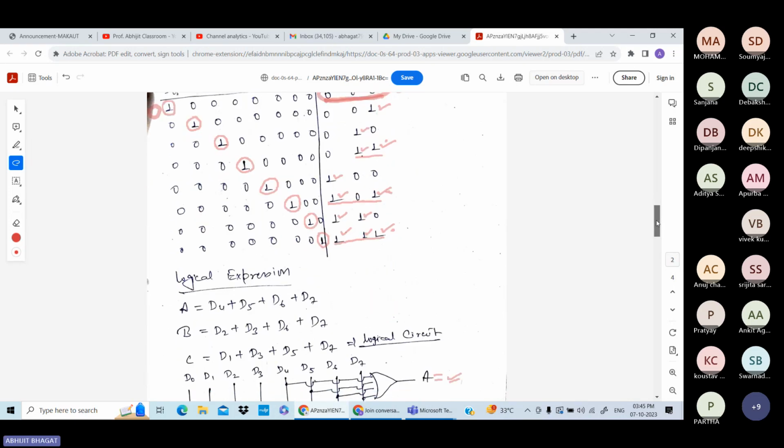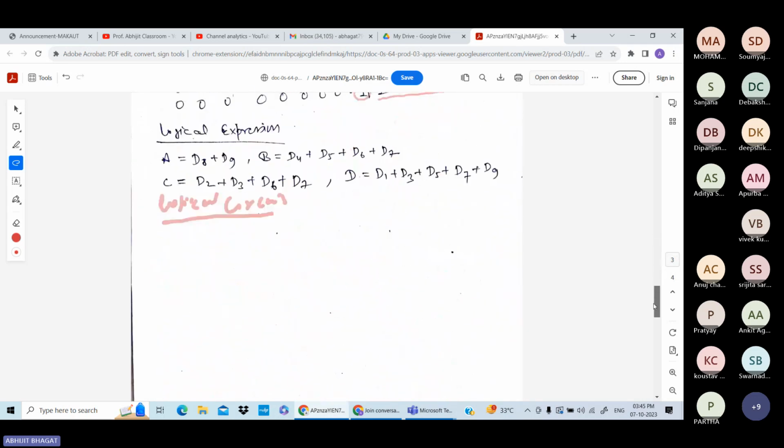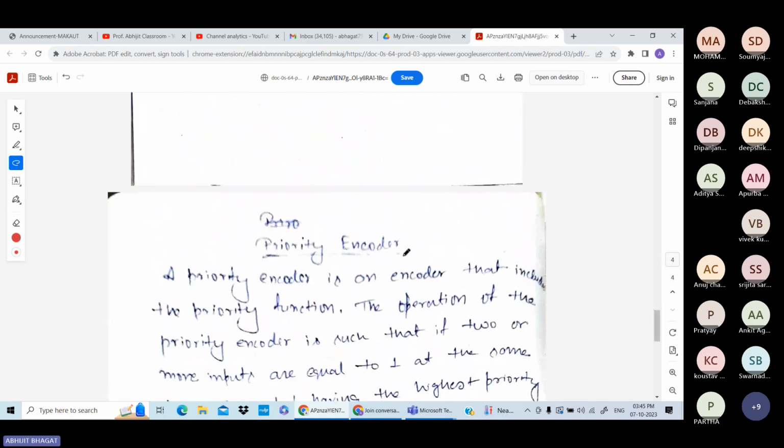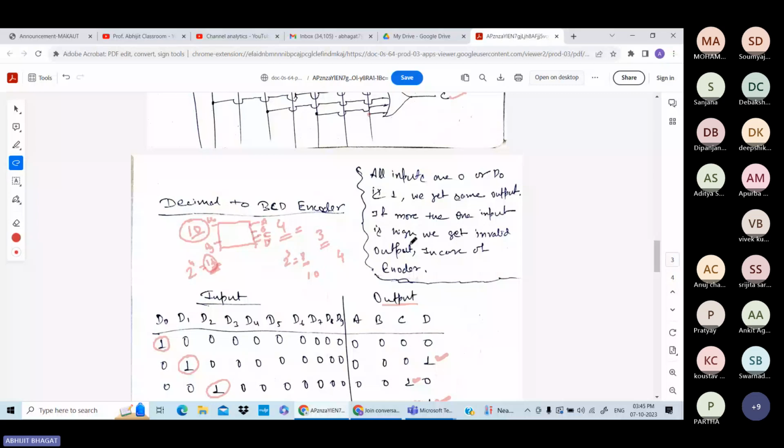Now, this limitation can be overcome to a certain extent in the case of priority encoder circuits. So what is the priority encoder circuit? Before that, we can see here all inputs are 0 or D0 is 1, we get the same output. I am saying that you are getting ABC all 0 at the output if all inputs are 0 or D0 is 1. In these two cases, you are getting the same output.